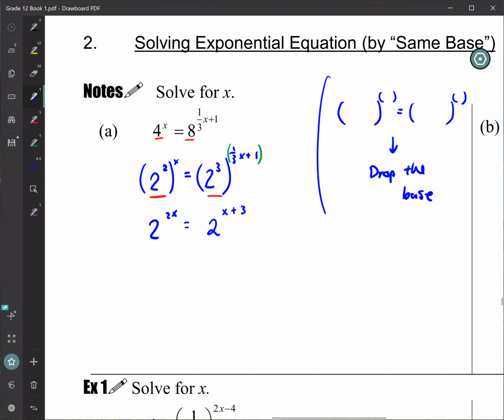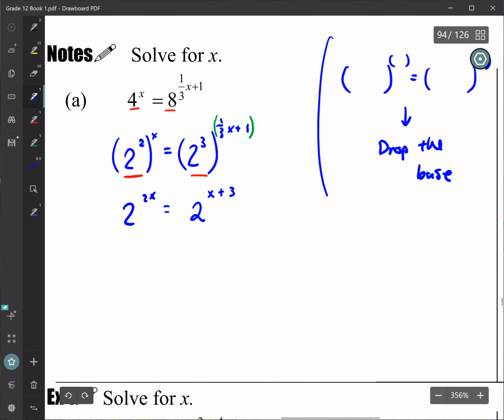So now the bases are the same, so you can ignore the 2. You would have 2x equal to x plus 3. So you just focus on the exponent. From here, you can solve for x. When you get the x, can you raise your hand?